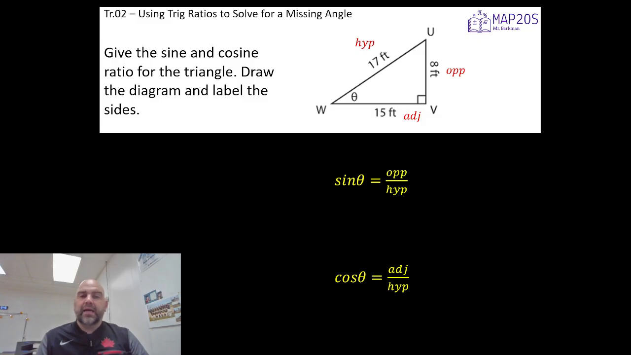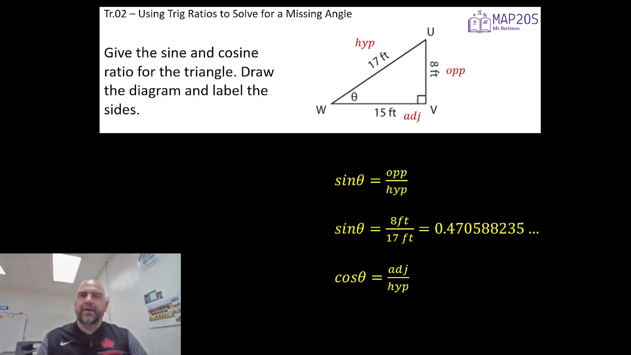And then our opposite side is the 8. Now for our sine ratio, we're doing the opposite over hypotenuse. So we're going to take the opposite side, which is 8, divided by the hypotenuse, which is 17. And we get a ratio of 0.470588235. Now, if you want to round it to about 2 or 3 decimal places, that's totally fine. For an assignment, that's what I would ask for.